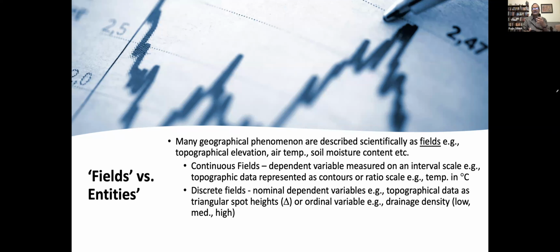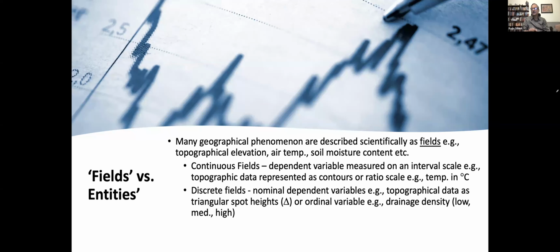Okay. And then these fields can be continuous fields or can be discrete as well. A continuous field is, for example, any dependent variable which is measured on an interval scale or a ratio scale, for example. You are representing topographic data as a contour, or temperature being represented in degrees centigrade, for example. These are continuous data sets, and you can generate contours or some kind of a map out of that kind of data. But then there are also discrete fields.